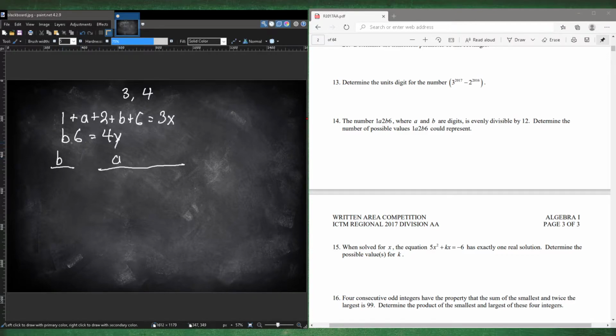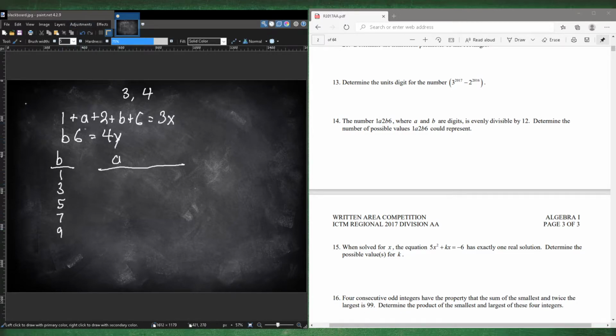So using b6, if b is 0, that's 6. So 6 is not divisible by 4. If b is 1, that's 16. 16 is divisible by 4, so that works. If b is 2, that's 26, not divisible by 4. If b is 3, that's 36, that's divisible by 4. If b is 4, that's 46, not divisible by 4. If b is 5, that's 56, that's divisible by 4. And we see a pattern, 1, 3, 5, so the next one's 7, and the next one's 9.